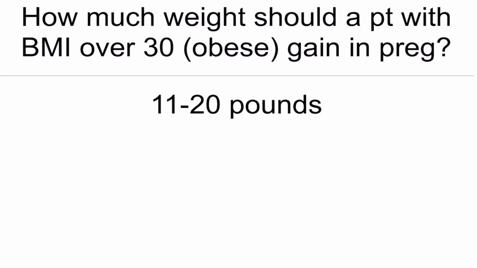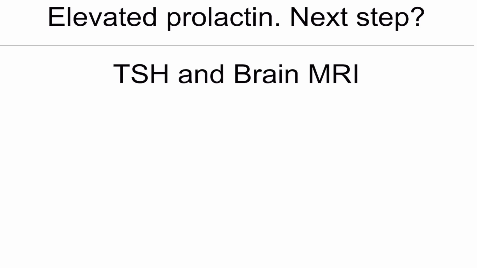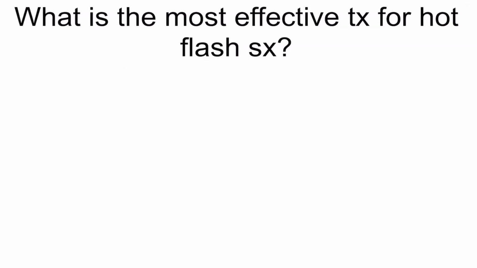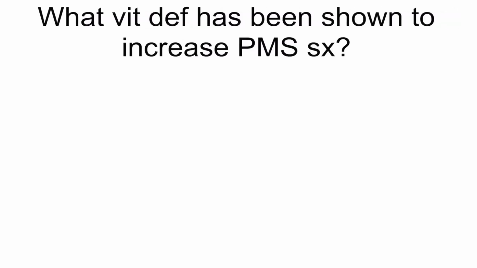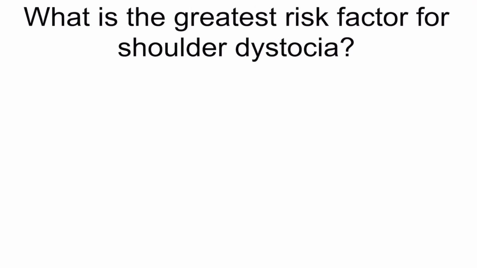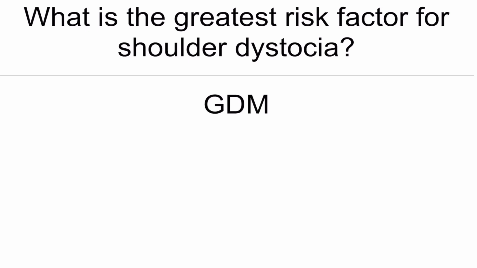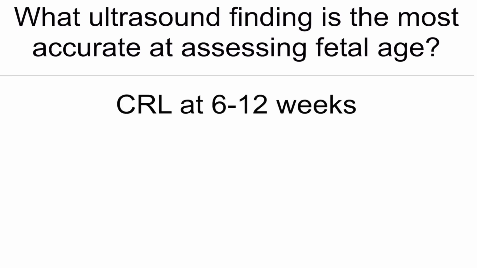11 to 20 pounds. Elevated prolactin, what's the next best step? TSH and brain MRI. What is the most effective treatment for hot flash symptoms? Estrogen. What vitamin deficiency has been shown to increase PMS symptoms? Vitamin A, E, and B6. What is the greatest risk factor for shoulder dystocia? GDM. What ultrasound finding is the most accurate at assessing fetal age? Crown rump length at 6 to 12 weeks.